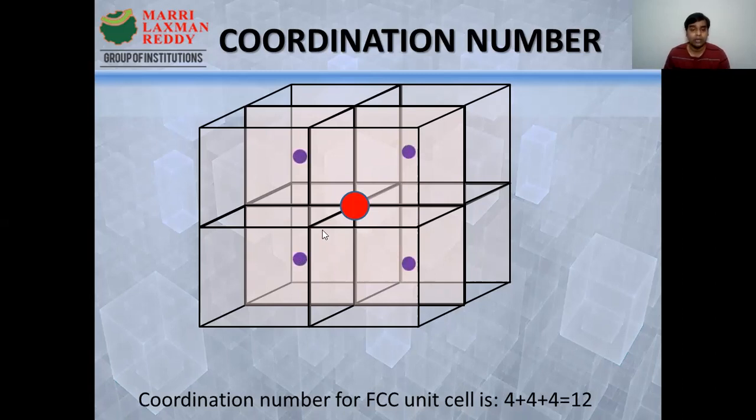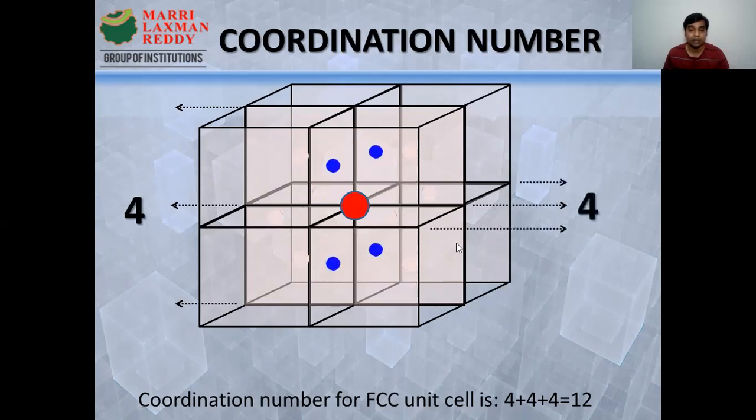Now here you can see front 4 cells, back 4 cells, adjacent common faces. These face center atoms are nearest neighboring atoms. So these 4 are nearest neighboring atoms. Again, here you can see top 4 unit cells, down 4 unit cells, common faces. These 4 atoms are also nearest neighboring atoms. And again, right side 4 cells, left side 4 cells, common faces. These 4 atoms are also nearest neighboring atoms. So even when we consider the corner atom, the coordination number is 12.